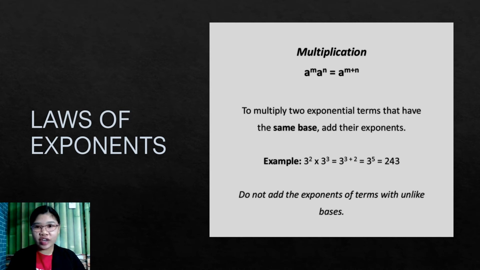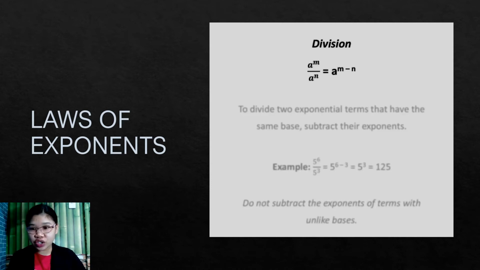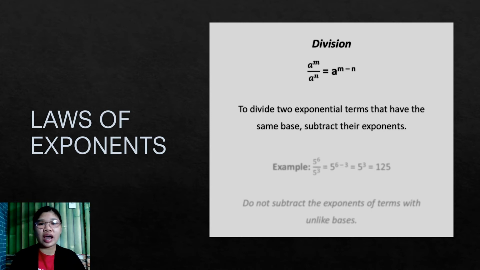So next we have division. In dividing exponents, to divide two exponential terms, in our formula we have two terms, a raised to m and a raised to n. To divide this, you have to subtract their exponents. So you have to check first if they have the same base and then subtract their exponents.